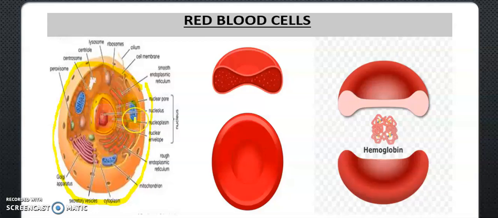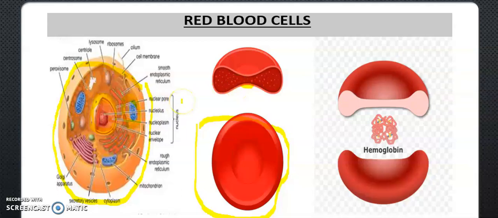Then what is the difference between most of the cells that you have and the red blood cell, which is this one right here? That the red blood cells do not have a nucleus. As you can see right here, there's no nucleus in there. And they don't have mitochondria either. So that's a big difference between a regular cell that you can find, for example, in your liver, and a cell that you have in your blood. So these red blood cells don't have a nucleus, do not have mitochondria.